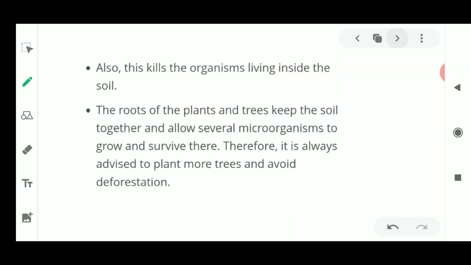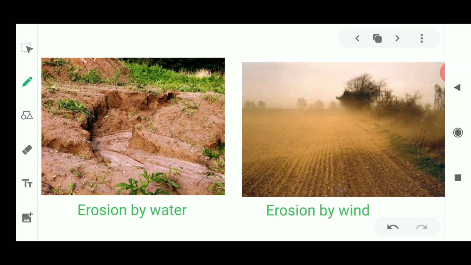Okay, so you could see here erosion by water, and this is erosion by air. As you could see in this place where water is eroding, the water is helping the erosion, as it is taking up the soil with it from one place to another place. Now the wind also is carrying away the dust particles from one place to another place. Okay, so this is how the erosion is taking place.